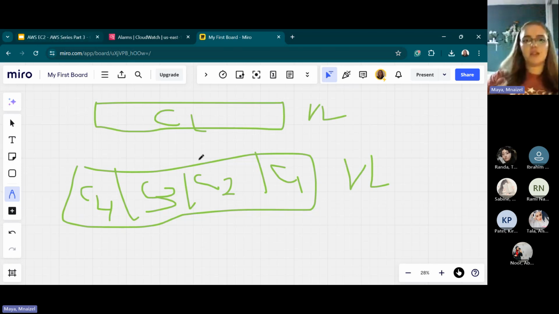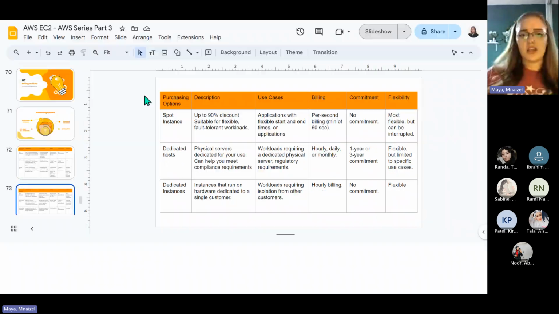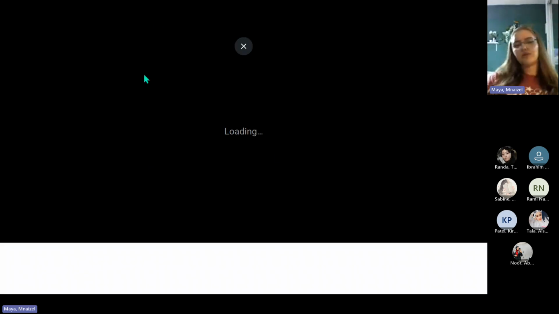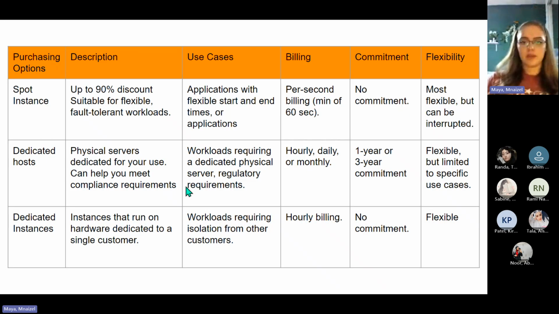The difference between dedicated instances and dedicated hosts is that with a dedicated host you have complete control over your physical server. With a dedicated instance, not so; you only use the virtualized layer.